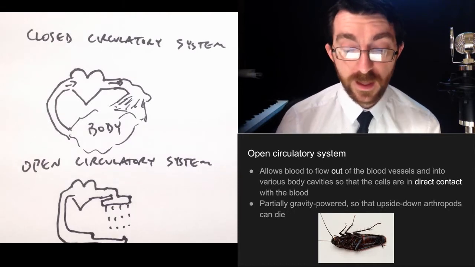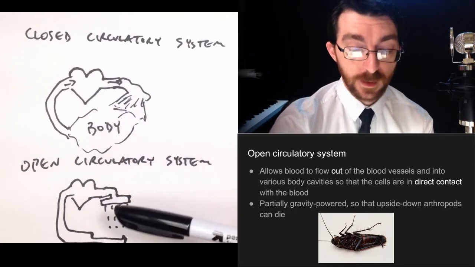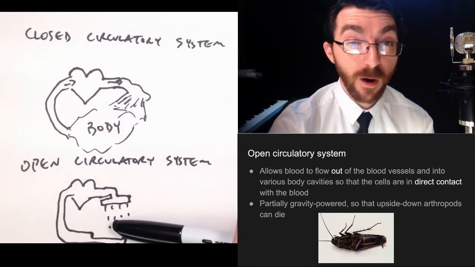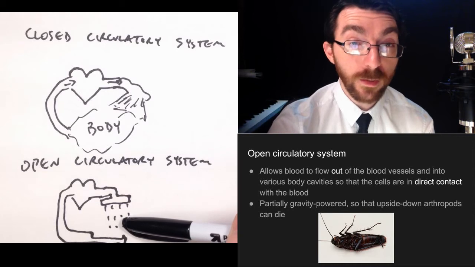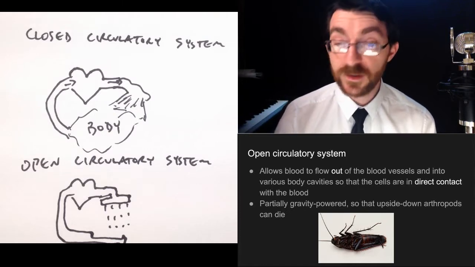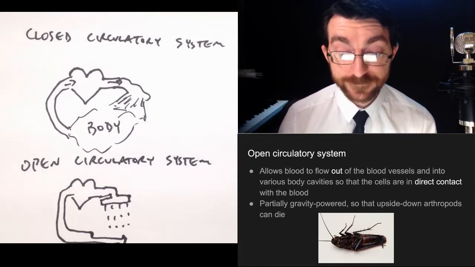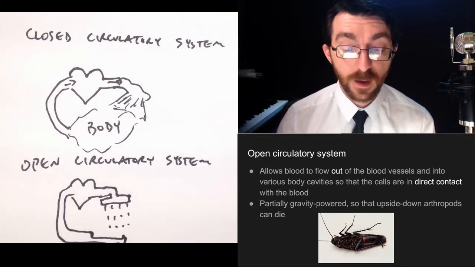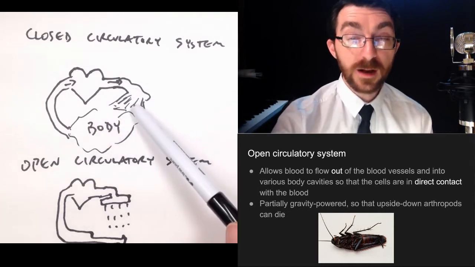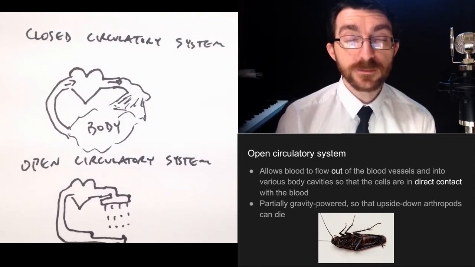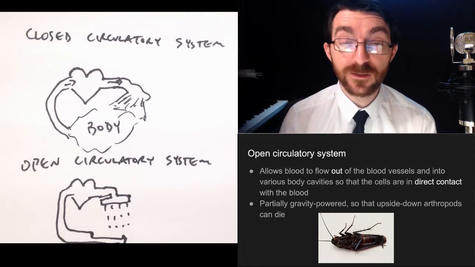Now, you'll note that this one can work upside down. That one can't. So since the circulatory system is partially gravity powered, if an arthropod is upside down for an extended period of time, it will kill them. That's kind of crazy if you think about it, that just being upside down can kill you. But again, the way that they deliver blood to their organs is not with blood vessels that get thinner and thinner. It's just kind of like washing its inside organs with blood.